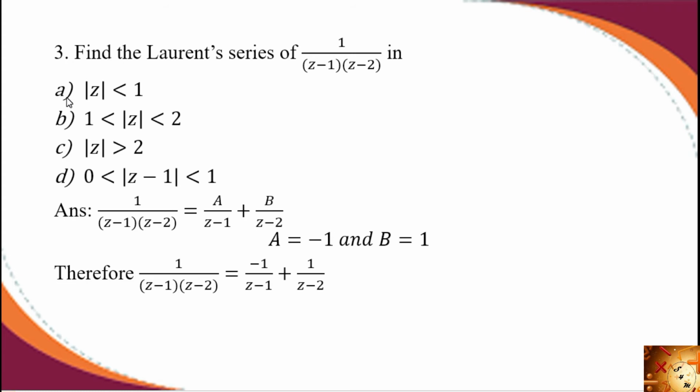And considering the first case, what is the first case? Mod z less than 1. Mod z less than 1 means inside the modulus there is only z, which means here we want to expand the function about z equal to 0. So mod z less than 1 means we want to expand the function about z equal to 0. We are moving to the first region, that is mod z less than 1. In mod z less than 1, our function minus 1 divided by z minus 1 plus 1 divided by z minus 2 is equal to minus 1 divided by, already the region is mod z less than 1.